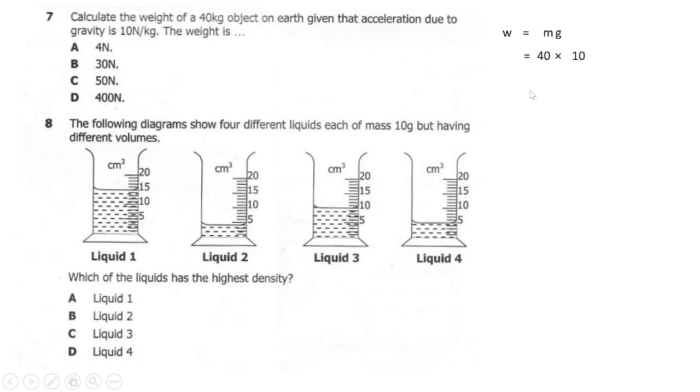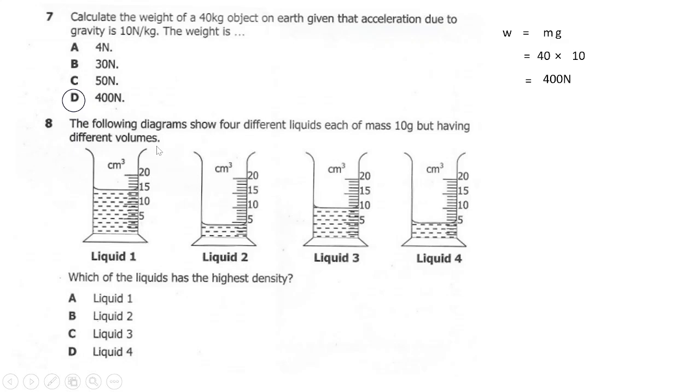So you multiply 40 times 10, you get 400 Newton, which is the weight, meaning the answer is D. Then 8, the following diagrams show 4 different liquids, each of mass 10 gram, but having different volumes.